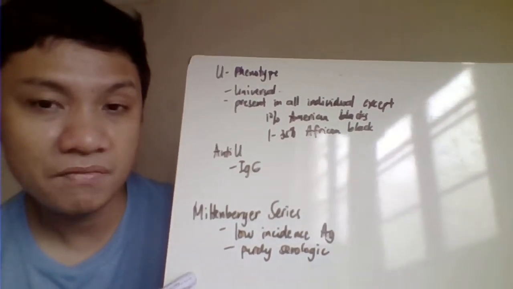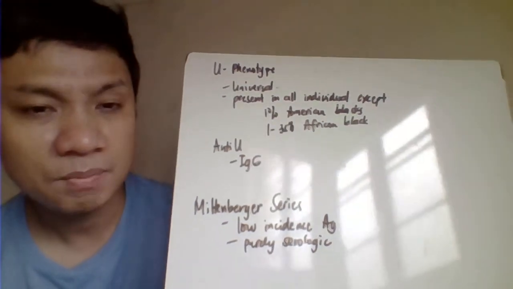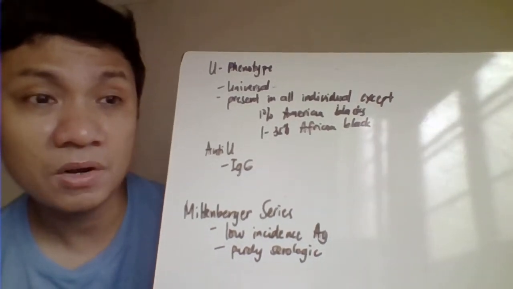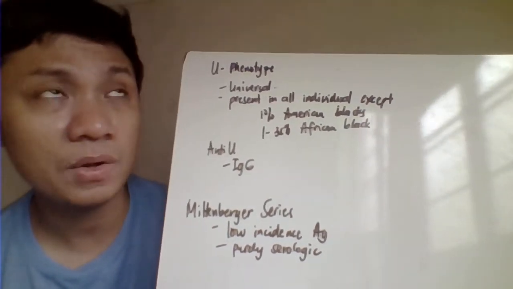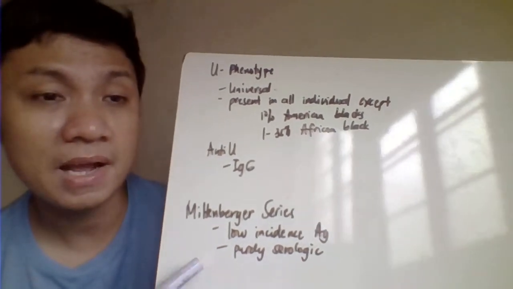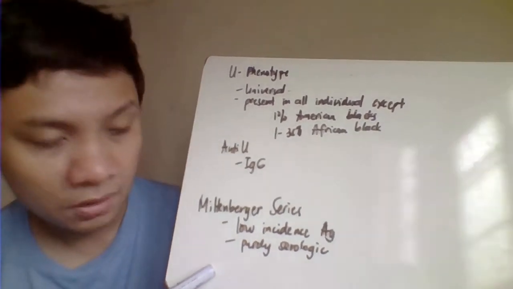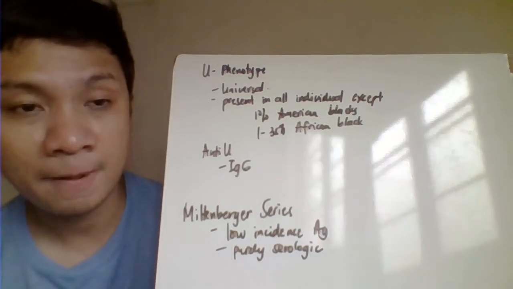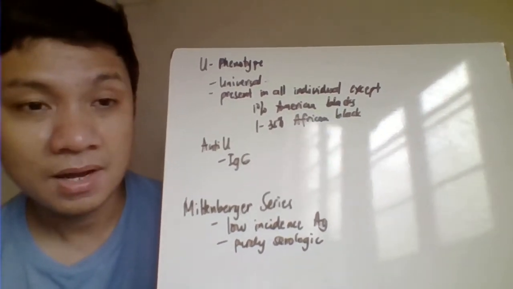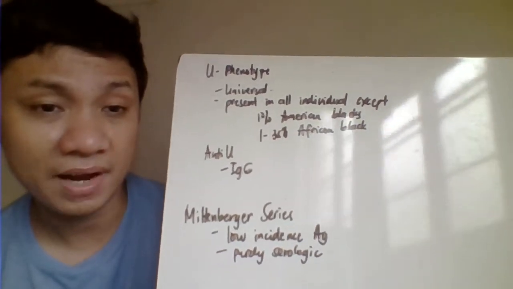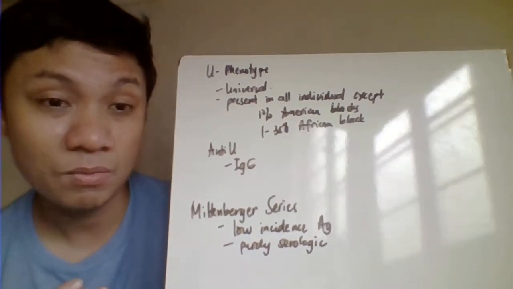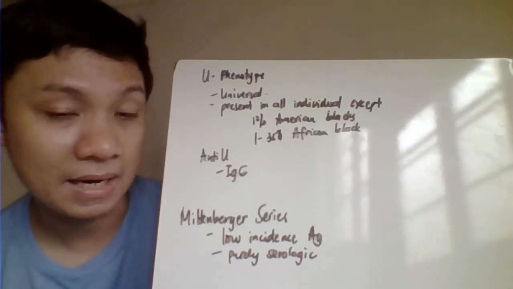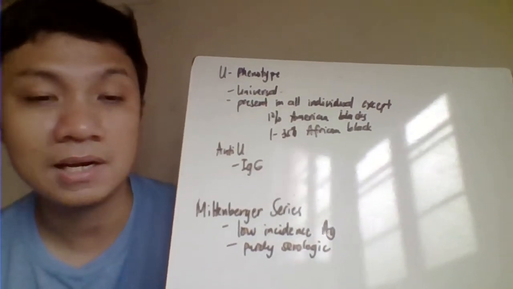Then we have also here the Miltenberger series. This blood group would have the presence of low incidence antigens. So pag low incidence, wala masyadong pasyente na may ganitong klaseng blood group, so negligible ito. This one is also purely serologic lang din, so you can identify that by serological typing. But then again, hindi naman siya clinically significant. So why bother to identify that in the routine antibody panel identification or even phenotypic typing? Low incidence antigen lang naman siya.